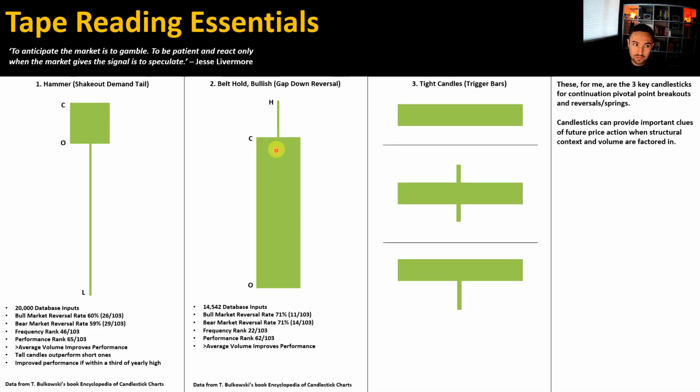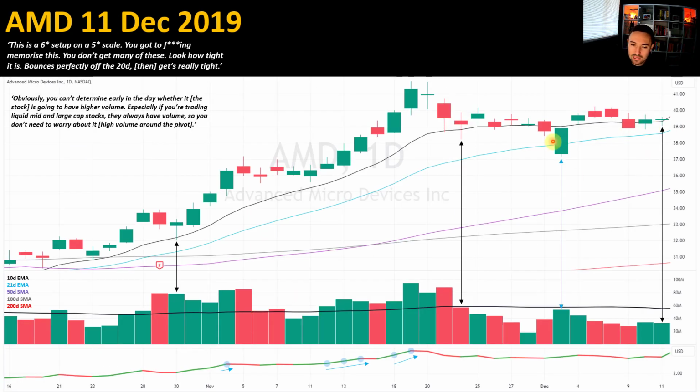That's how I define them. But it's also a belt hold bullish, which has a very high reversal rating. So this bar here, if you think logically about it from a supply and demand perspective, now AMD is an institutional stock. This is not retail traders doing this. They may be involved, but they're not creating this candlestick.